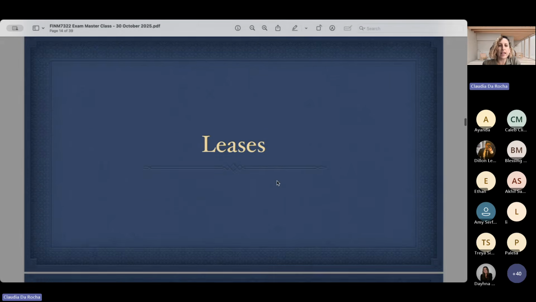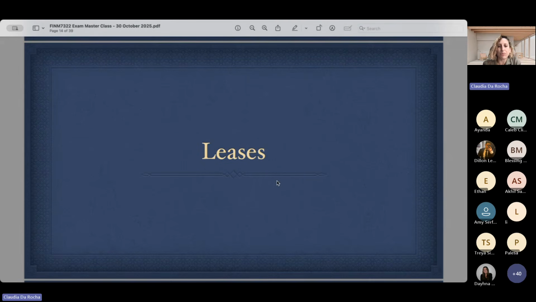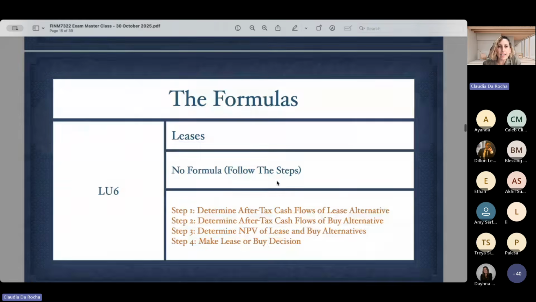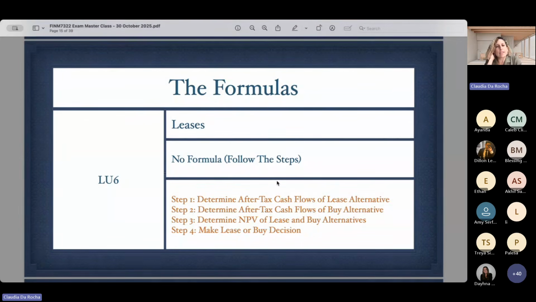Right. Then let's move on to leases. Okay. Leases is part of Learning Unit 6, right? Leases is quite an important section. Okay. Definitely is something that everyone must know. There are no formulas for leases. We need to follow steps and we need to apply the net present value principle that you would have learned last semester. That's also been carried through into this semester.